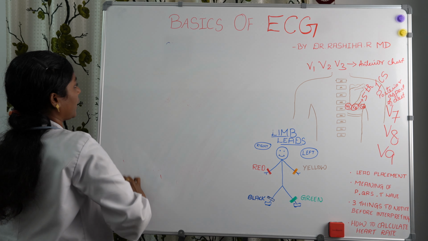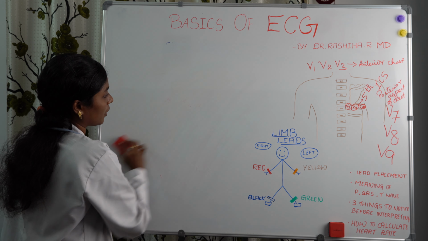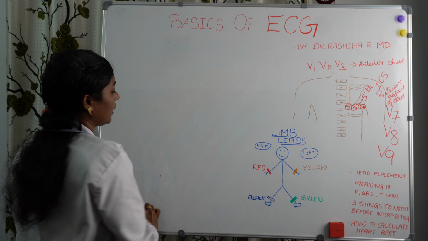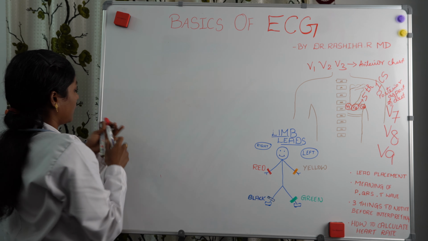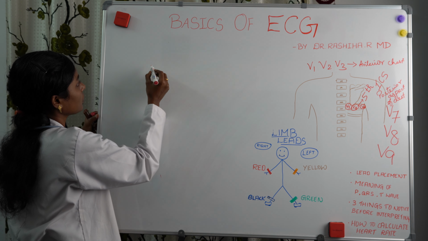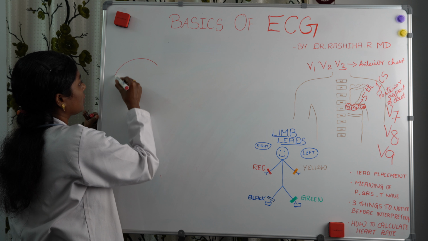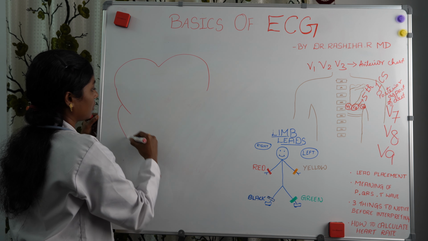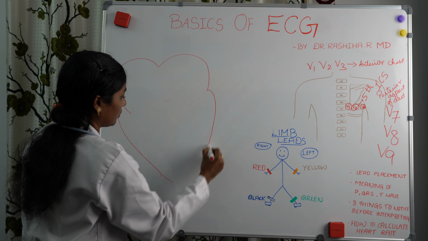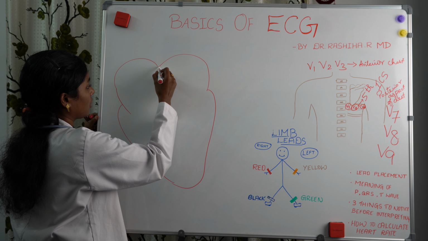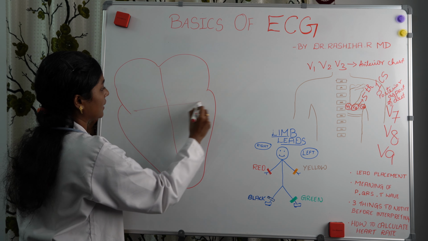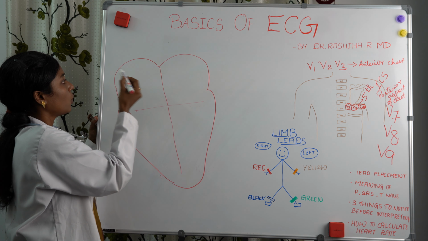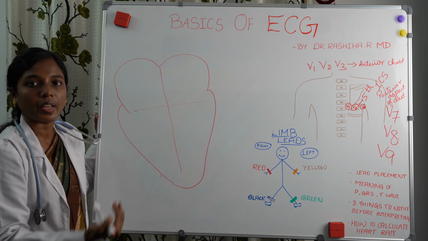We'll learn how we got the P wave, QRS wave and T wave. This is just a schematic diagram of the heart. Just consider this as the atrium and this as the ventricle. So what is the electrical pathway in the heart?